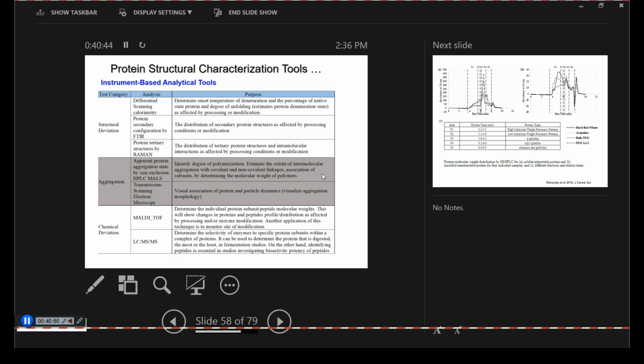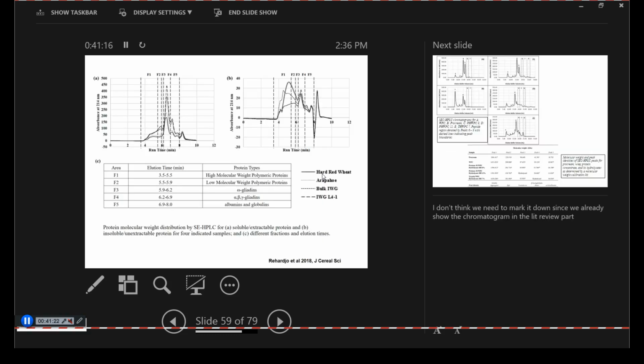You can also look at aggregation. So if your protein was subjected to processing that resulted in dimer formation or trimer or a large polymer, you can also look at the changes in the molecular weight. And then you can solubilize your sample in different solutions to determine whether interactions between the proteins were covalent or non-covalent interactions.